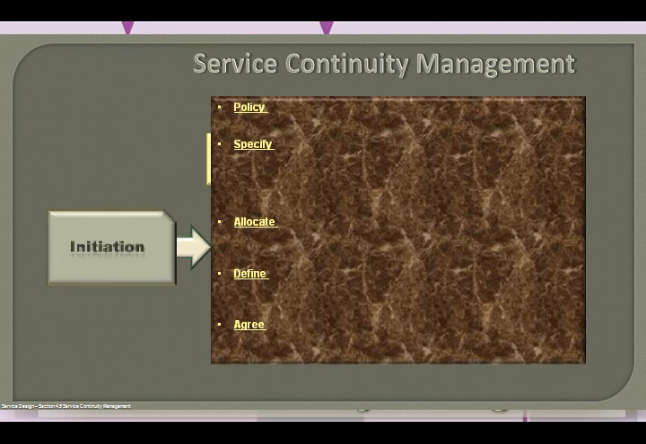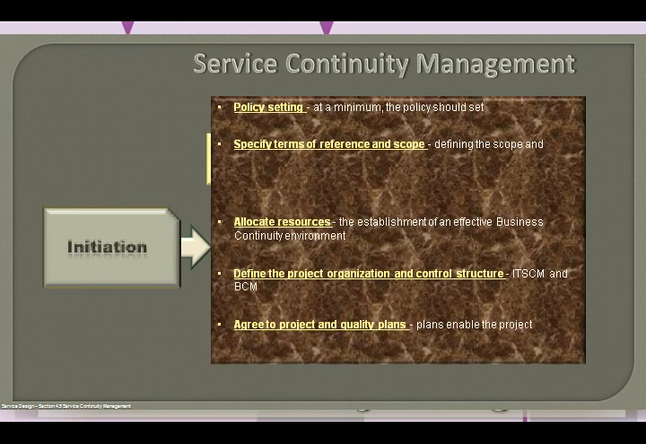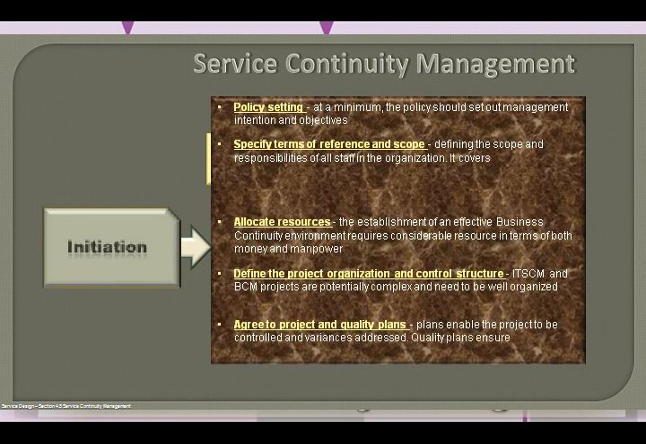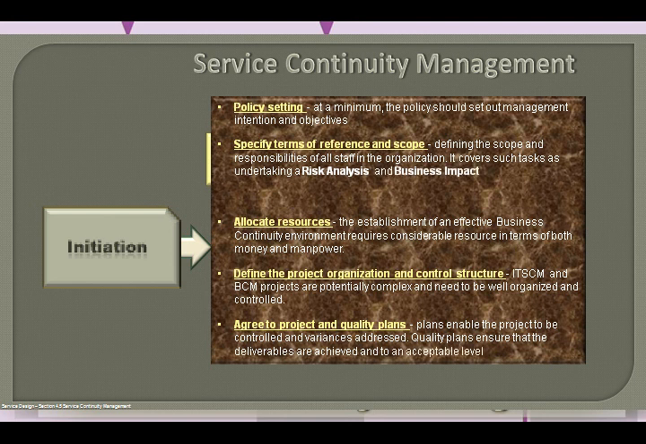The initiation process consists of a policy setting, specifying the terms of reference and the scope, allocating resources, and the traditional project management process steps.